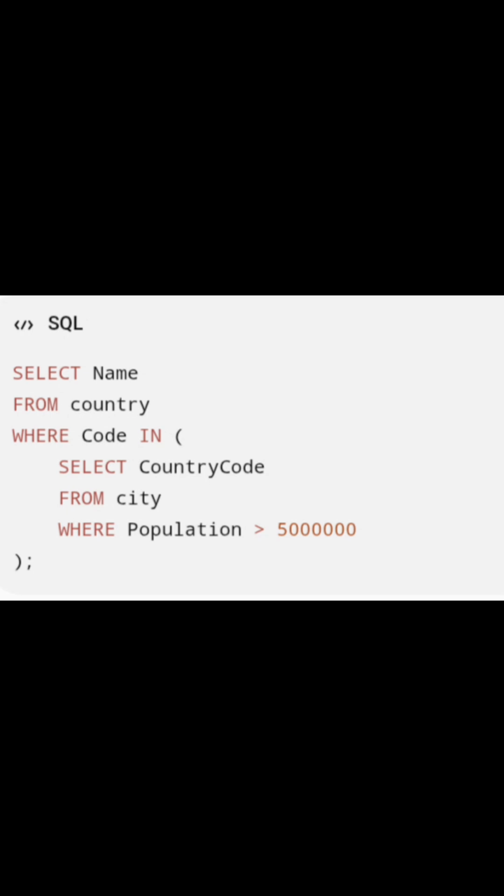This query retrieves the names of countries that have at least one city with a population greater than 5 million. Before executing the query, we use the EXPLAIN keyword instead of returning the actual result. EXPLAIN shows how MySQL plans to execute the query. It tells us which tables are accessed, what indexes are used, the estimated number of rows scanned, and the overall execution strategy. This helps developers identify and optimize slow queries.